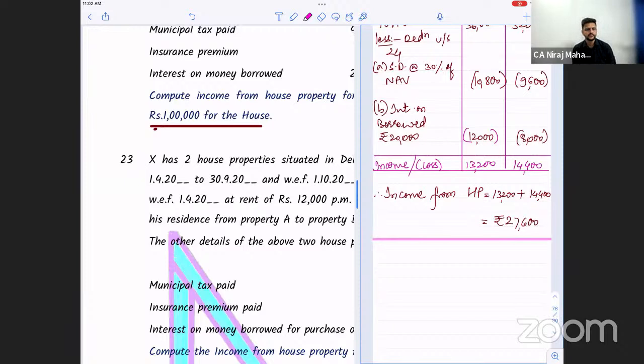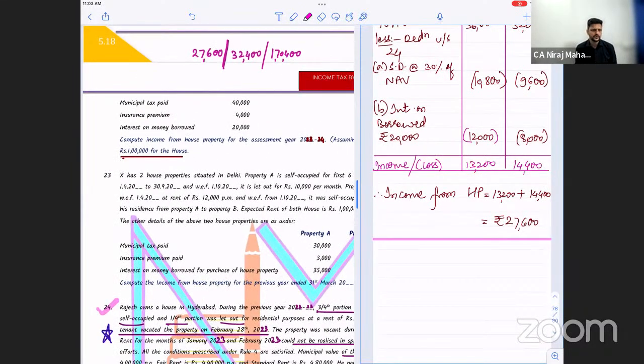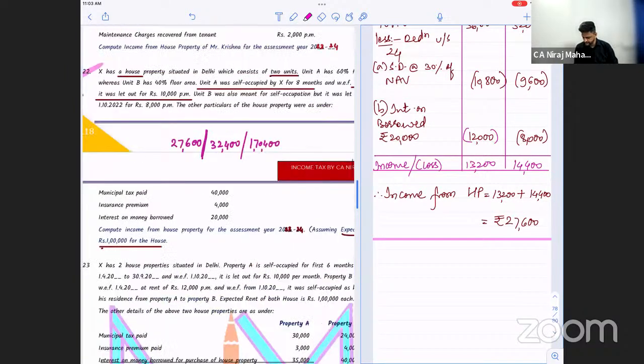Bifurcation of 20,000. Interest on borrowed capital, you took it only for what? Both of them, that is the reason. Whether it is SOP or let out, we bifurcate for both. Whenever interest is allowed for both the properties, SOP as well as let out, the ratio was wrong. You took 20,000 for both. No problem, that was for the house. All these figures are for the house, no?